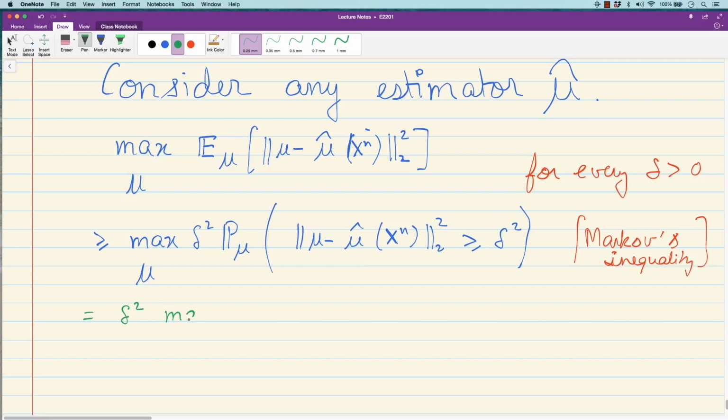Now, instead of this max, what is typically done in these proofs is that you restrict to a smaller subset. So let's say some m choices, mu 1 to mu m. Here you max over all mu in R^d, and this guy here is max over all mu in a smaller subset, all mu in S.